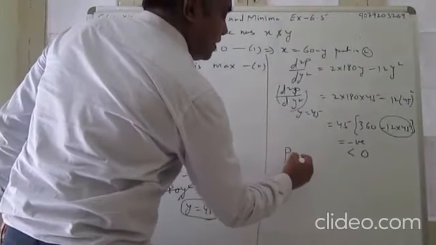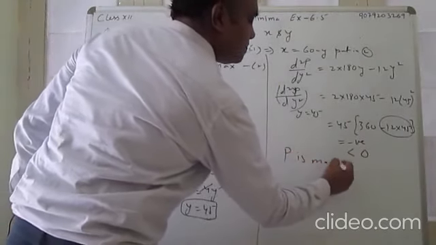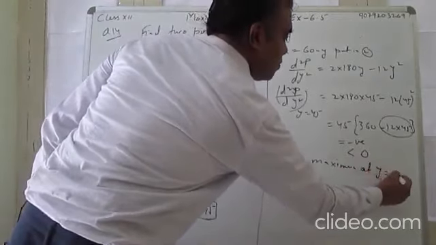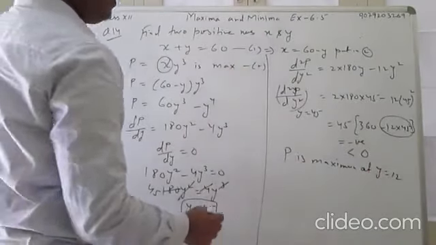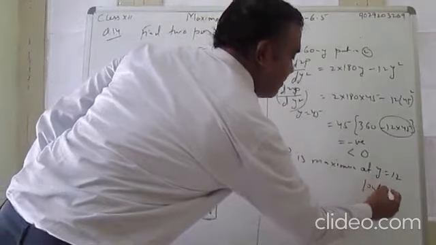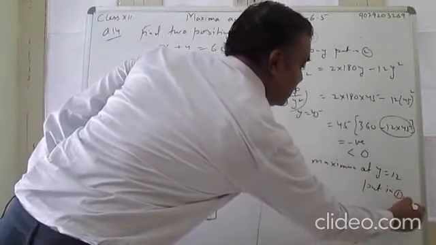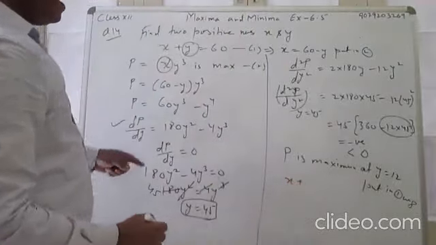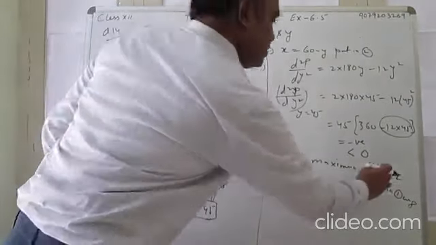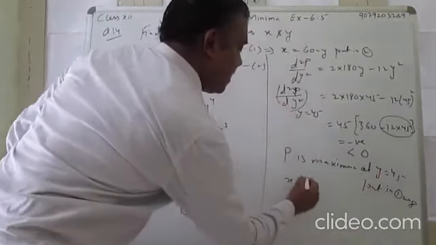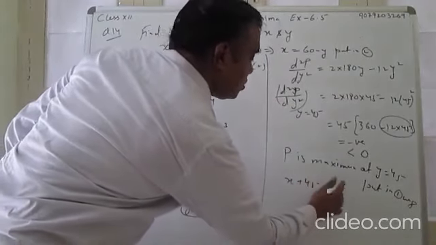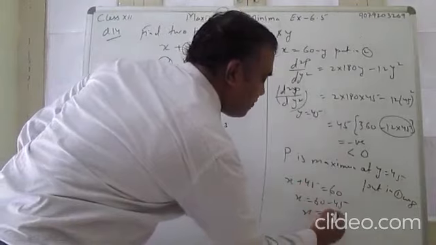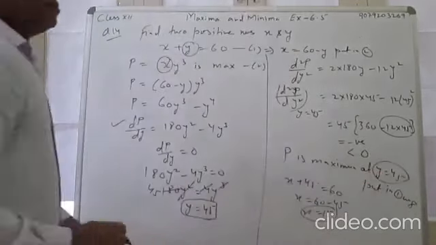So P is maximum at y is equal to 45. Put it in the first equation, we will get the value of x. x plus 45 is equal to 60. So x is equal to 60 minus 45, x is equal to 15. These are the values.